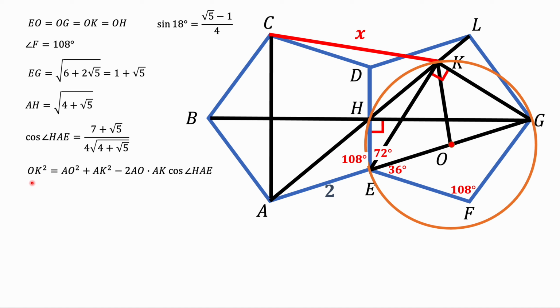We know OK, that's the radius. That's a half of EG. We also know AO, which is 2 plus the radius. We know the cosine has been calculated. We don't know AK, and the AK comes here as AK squared and as AK. So this is essentially a quadratic equation for AK, which we can solve to find AK.